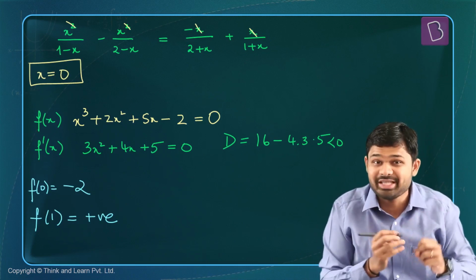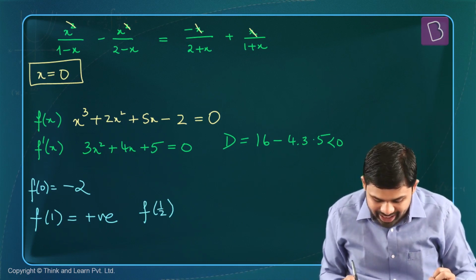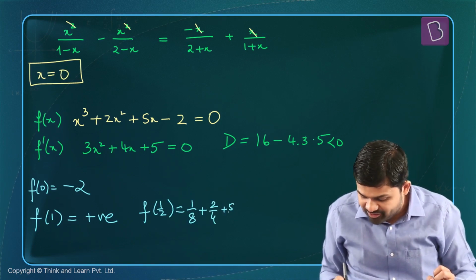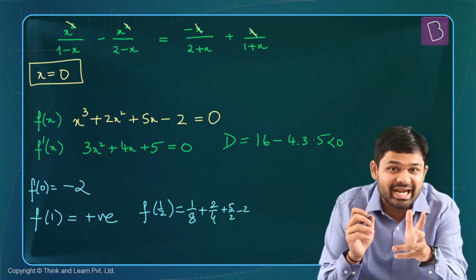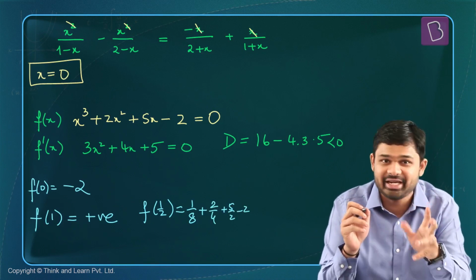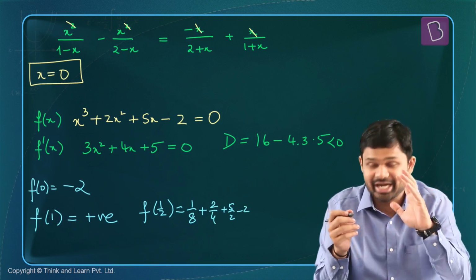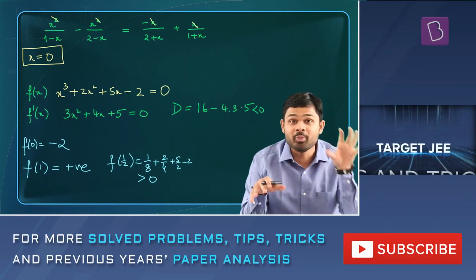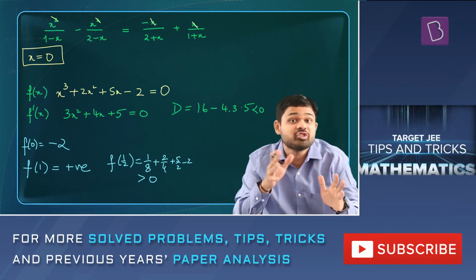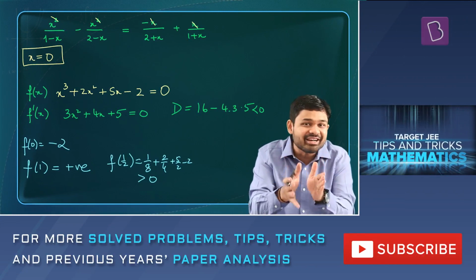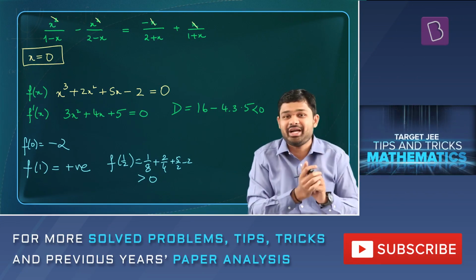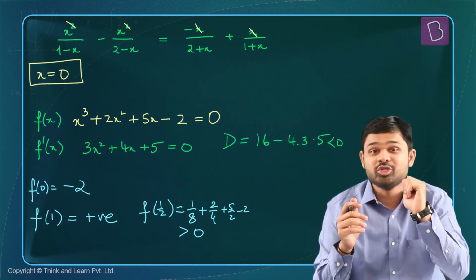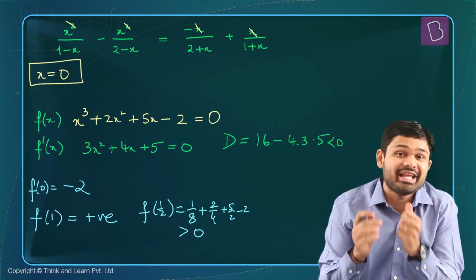So let's try and find out what is f of half. That's going to be equal to 1/8 plus 2 by 4 plus 5 by 2 minus 2. Well, 5 by 2 is greater than 2, so 5 by 2 minus 2 is definitely greater than 0, and there is that 1/8 and 2/4 also added to it, which means f of half is also greater than 0. So f of 0 is negative, f of half is positive. This means that the root clearly exists between 0 and half. So there is one root between 0 and half. 0 is already a root. So we have two roots in the interval negative half comma half.